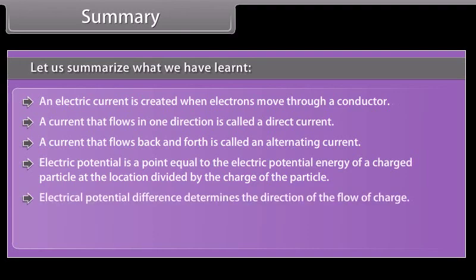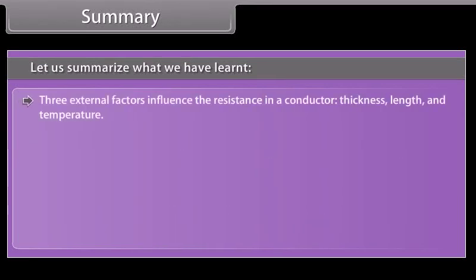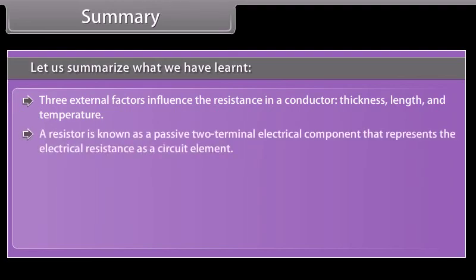Electric potential difference determines the direction of the flow of charge. Ohm's law states that the current through a conductor between 2 points is directly proportional to the potential difference across the 2 points. Three external factors influence the resistance in a conductor: thickness, length, and temperature. A resistor is known as a passive two-terminal electric component that represents the electrical resistance as a circuit element.